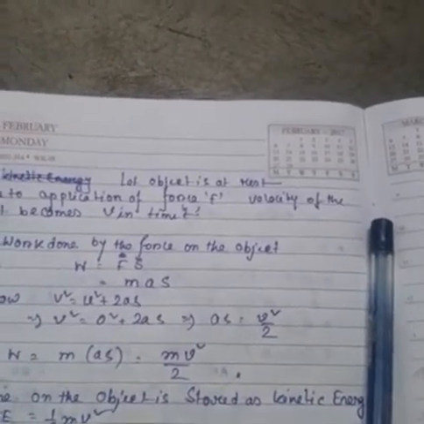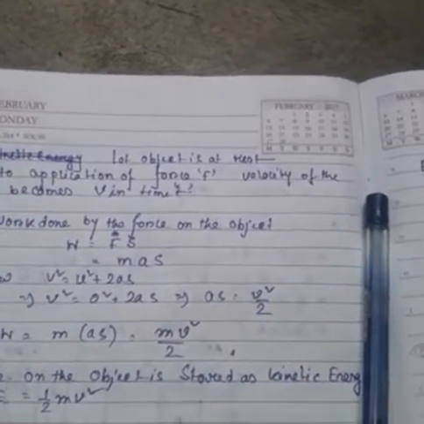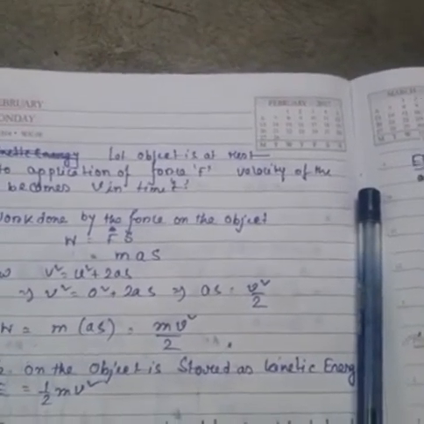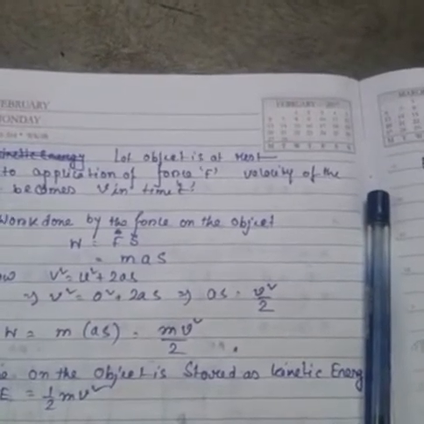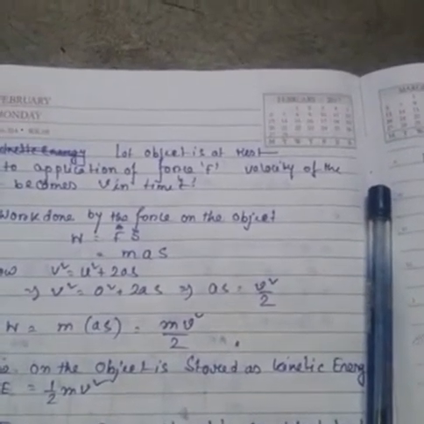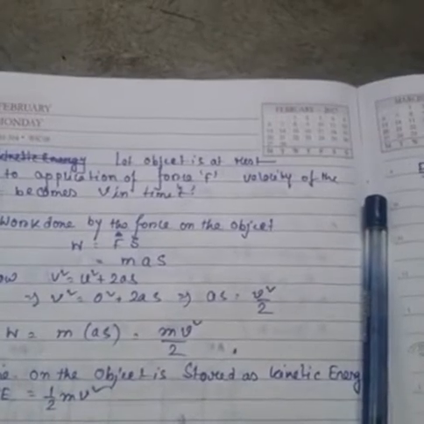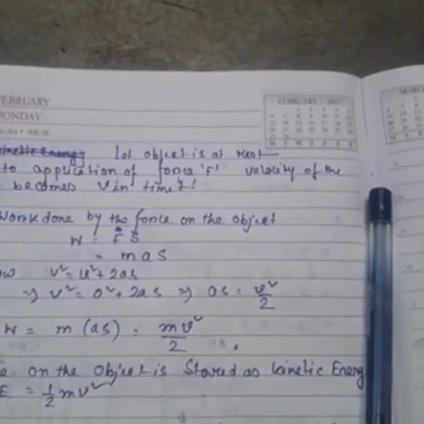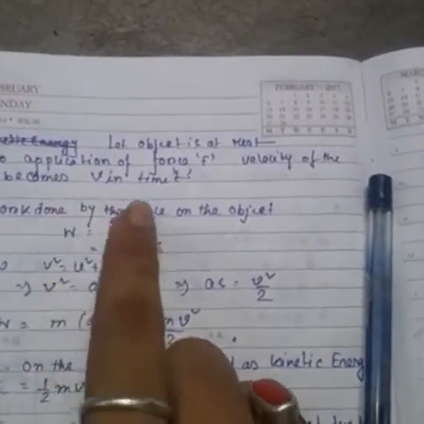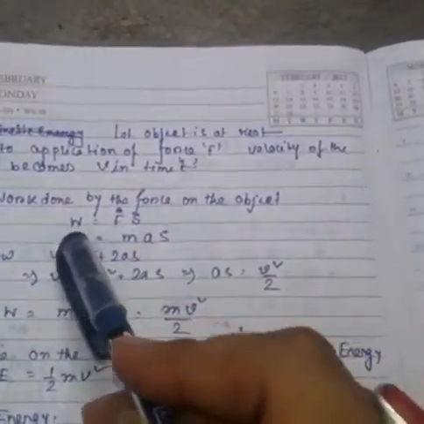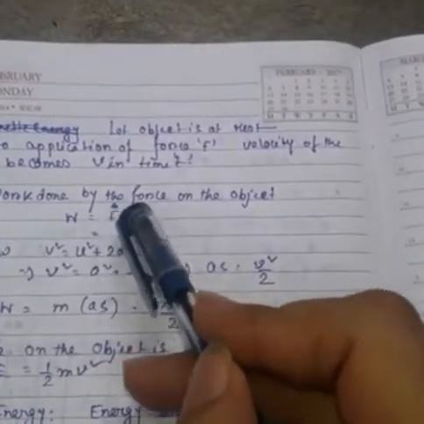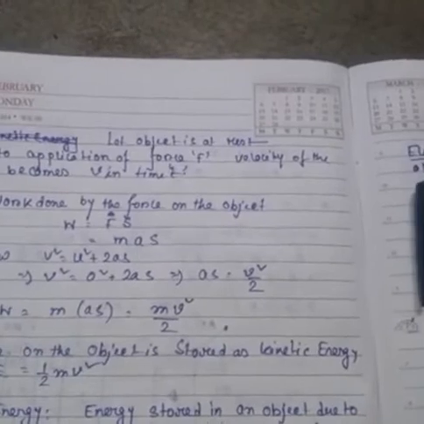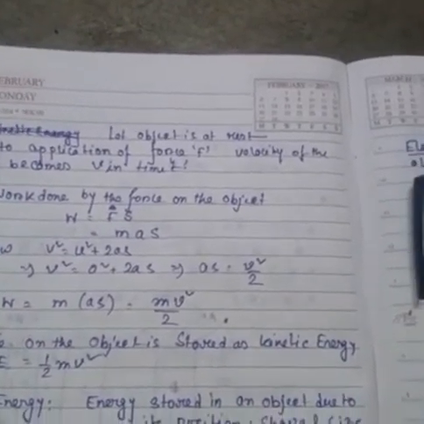So some amount of work must have been done on the object, and that work is stored in the object as kinetic energy. That means the work done by the force is converted into kinetic energy in the object. The work done by the force we can calculate as W equals F into S, that is the force into displacement. Now one thing again, this approach is completely analytical.